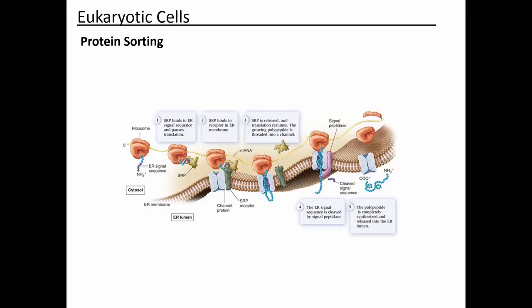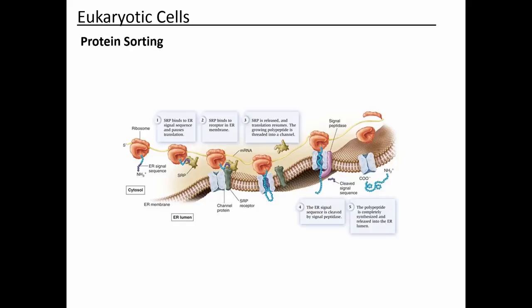Then what happens is, after SRP binds to the SRP receptor and docks the ribosome with the protein that it's making to the ER membrane, SRP actually leaves. Once it unbinds and leaves, protein production resumes. So that's what they're showing you here. Protein production is going to resume.